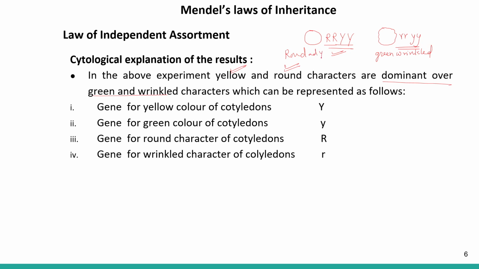So the gene for the yellow color of the cotyledon is represented by Y. Green color of the cotyledons is represented by small y, and the capital one is the yellow color. The round character of the cotyledons is represented by capital R. The wrinkled character of the cotyledons is represented by small r.